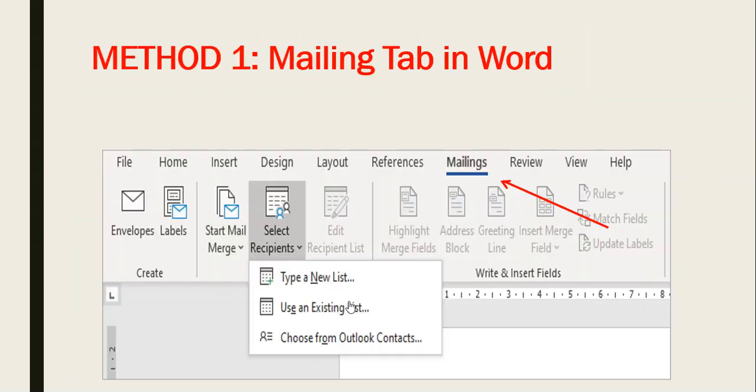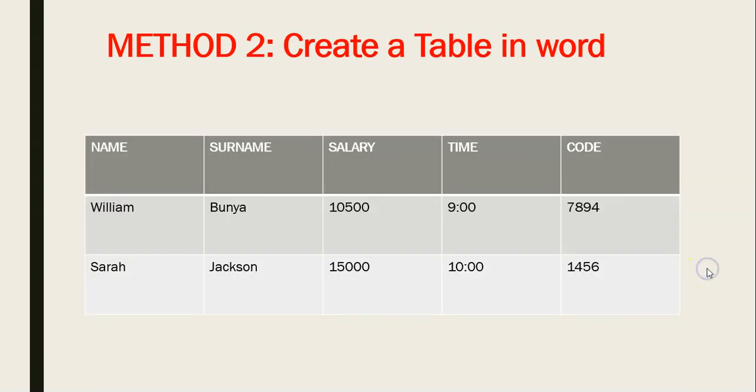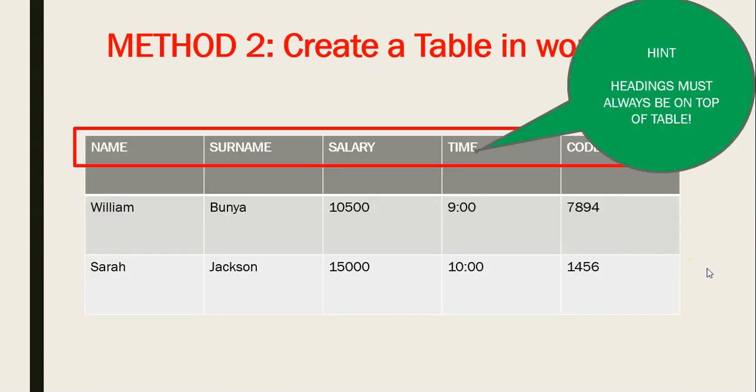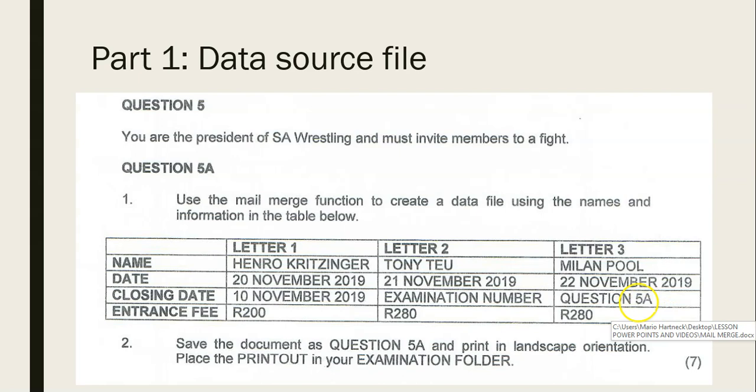Now, if we go back to our previous slide, we will notice, what was my first rule? Headings must always be on top of a table. It doesn't matter how your question is presented, you need to ensure that your headings are always on top. Alright, now with that said, here is my information, and what we're now going to do is go to Microsoft Word, and we're first going to apply method 1. Remember method 1? By using the Mailings tab. So let's do that.